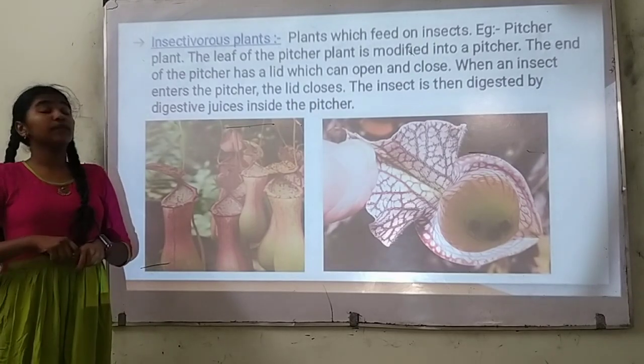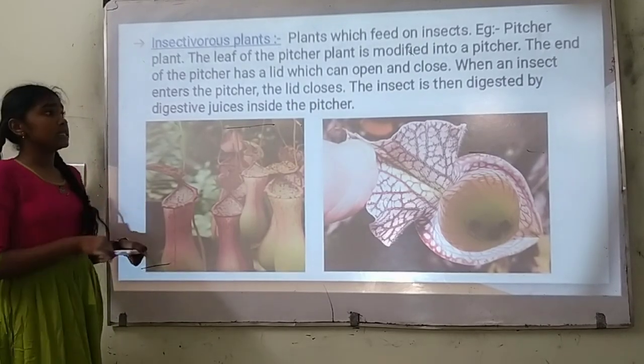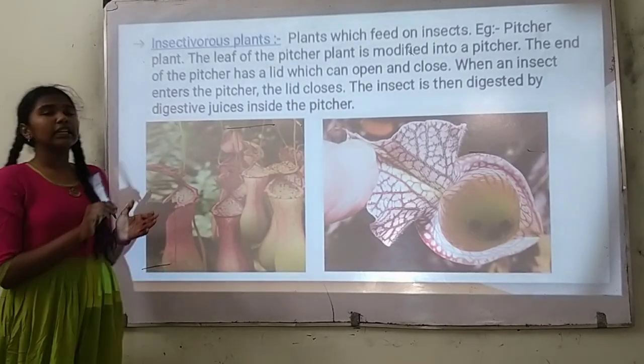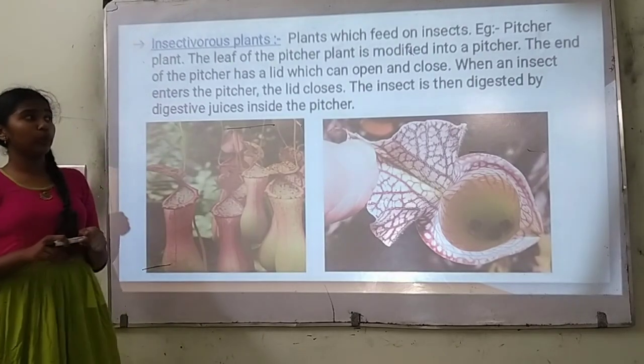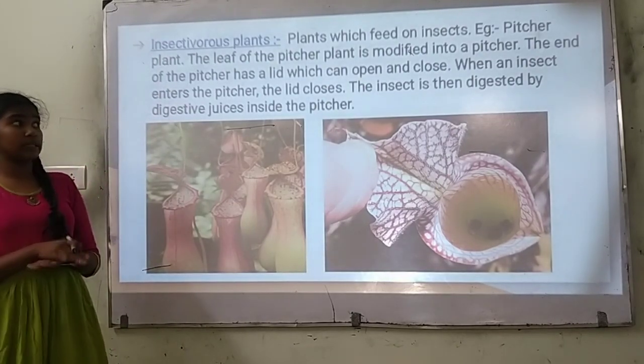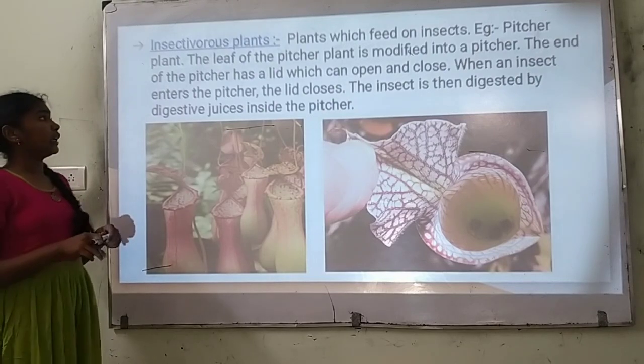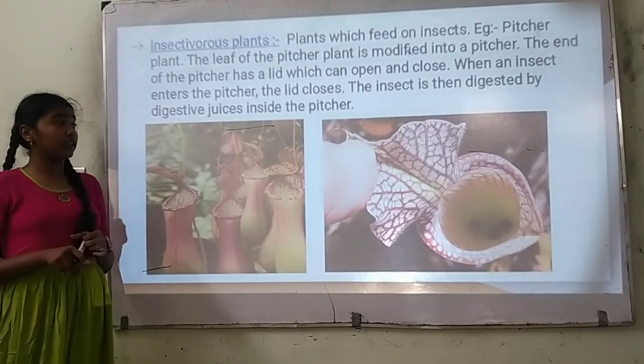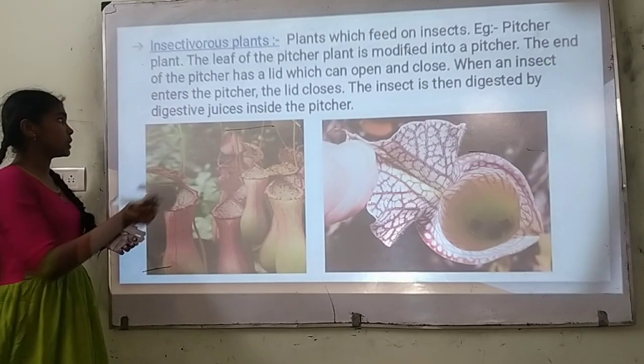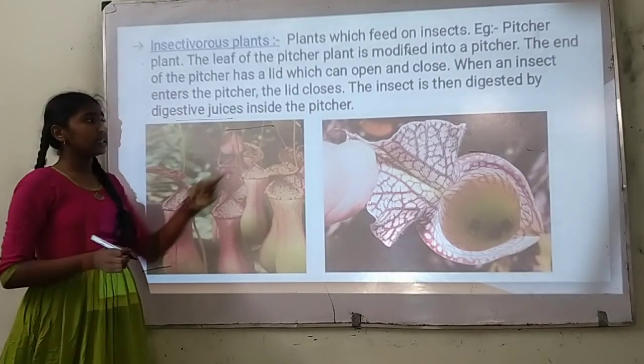Insectivorous plants. These are plants which feed on insects. Example, the pitcher plant. The leaf of the pitcher plant is modified into a pitcher, and at the end of the pitcher there is a lid that can open and close. When an insect enters the pitcher, the lid closes and the insect is digested by the digestive juice inside the pitcher.